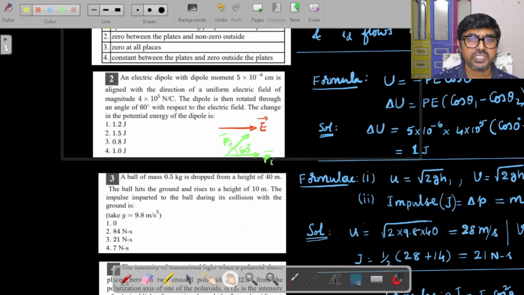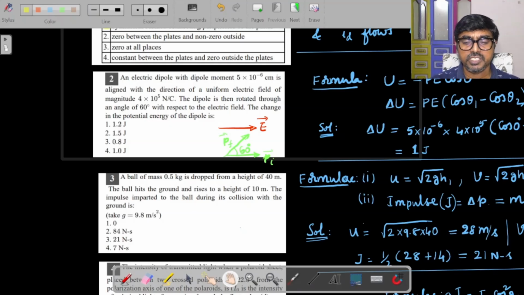Our teacher used to say that electric field is girlfriend, electric dipole is a boyfriend. So they always would like to be aligned in the same direction. Even if you drift the dipole, the boyfriend, and release it, it would like to go back to the electric field like that. So that's where it will have the most stable orientation.